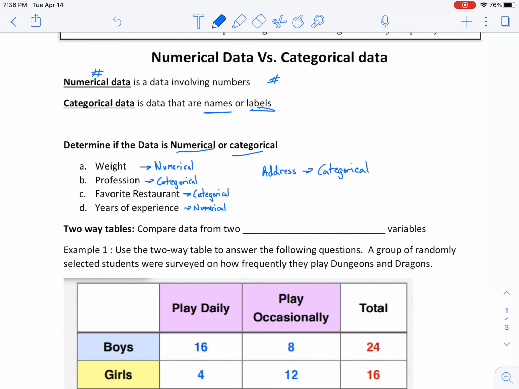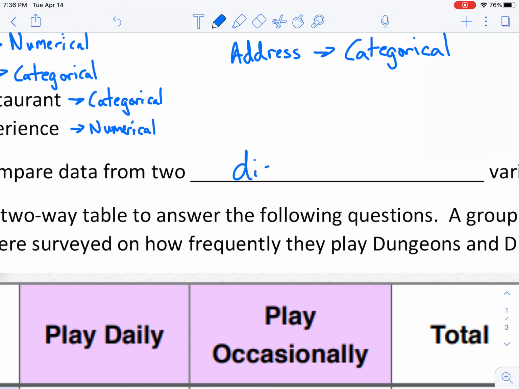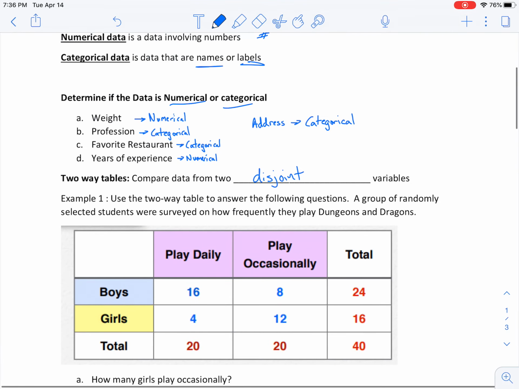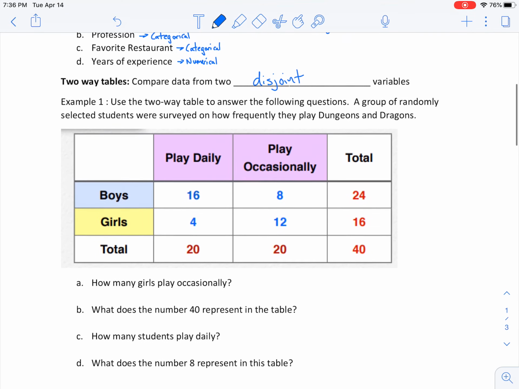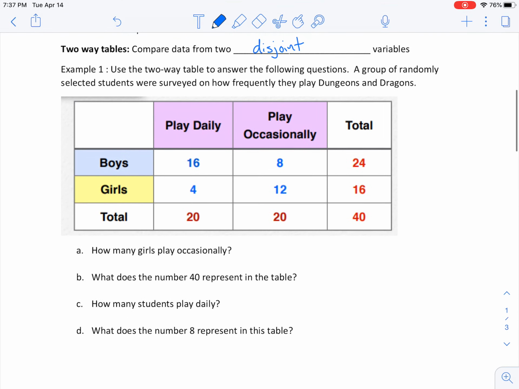Right. Anyways, getting onto tables, you got two-way tables that compare data from two disjoint variables, meaning that they cannot overlap. Example 1, use a two-way table to answer the following questions. A group of randomly selected students were surveyed on how frequently they played Dungeons and Dragons.